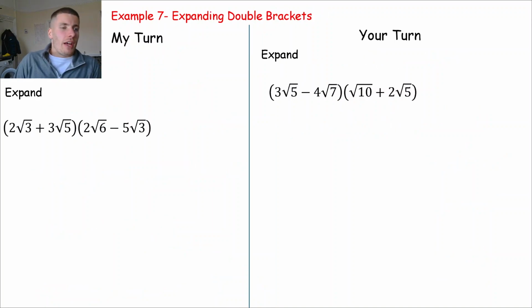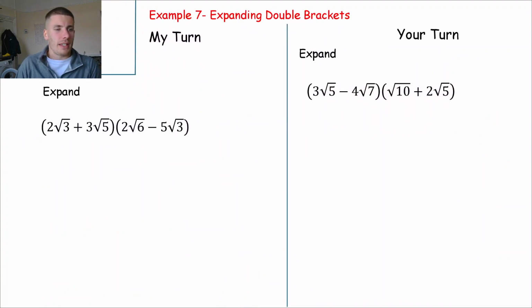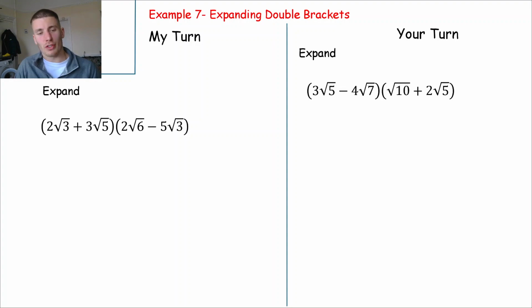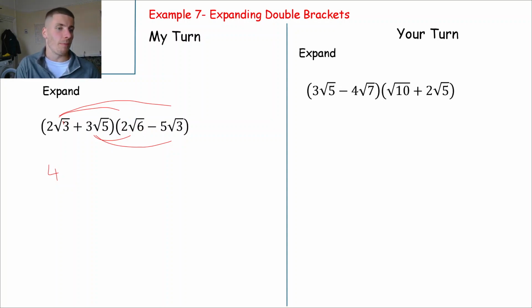Example 7, a little bit trickier just because we've got more things going on here, but let's go through it. This one isn't the difference of two squares, so we've got to expand it just normally. So we've got to do your first term by your first term, first by second, second by first, and second by second. So we've got 2 root 2, root 3 times by 2 root 6. Well, the 2 times by 2 is going to give you the 4. You've then got root 3 times by a root 6. Using your surd law, that's going to be root 18.